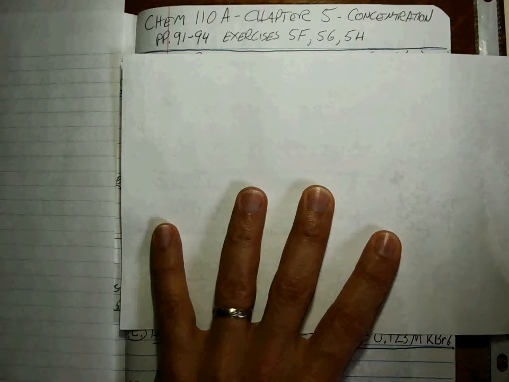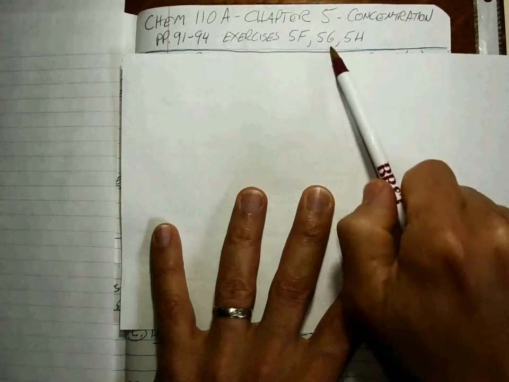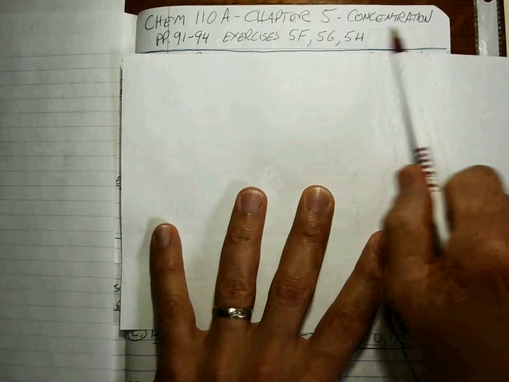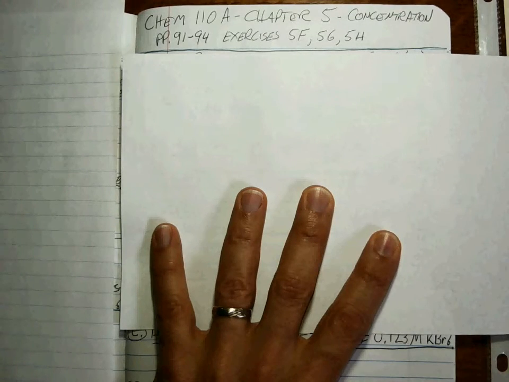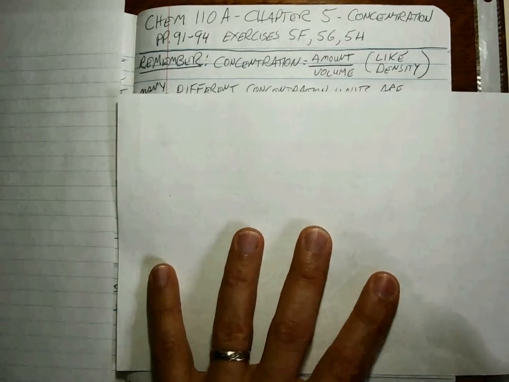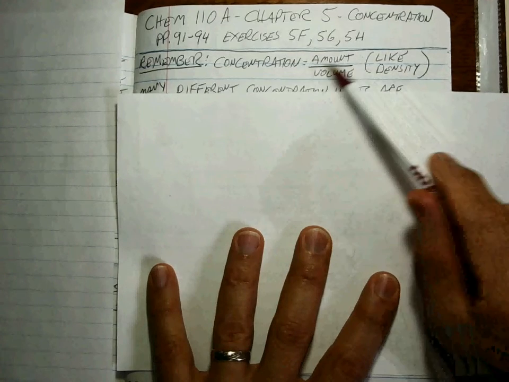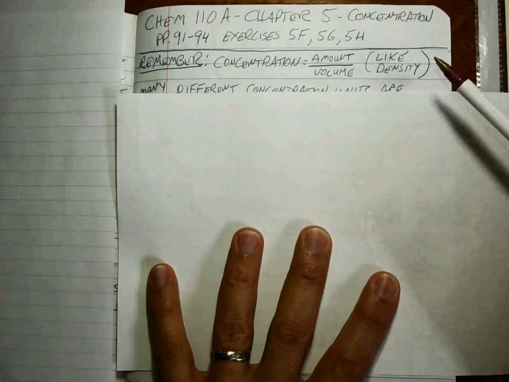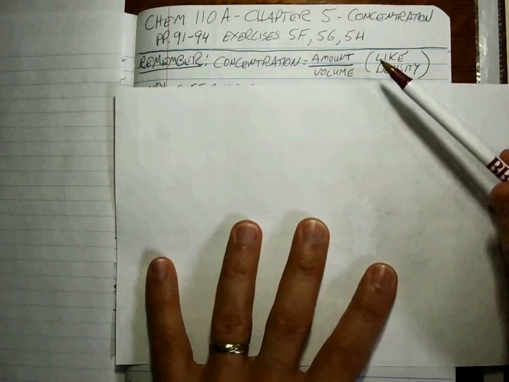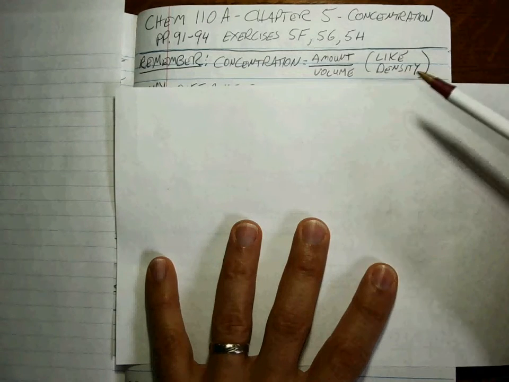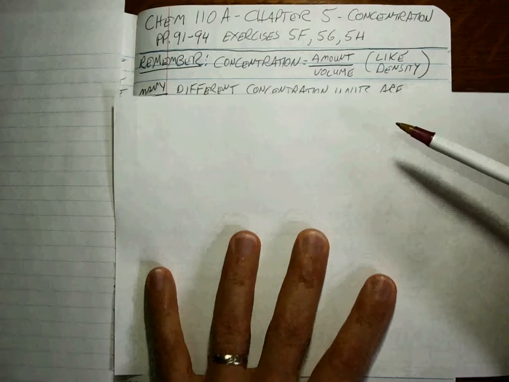Chapter 5, exercises 5F, 5G, and 5H deal with concentration. And you know, concentration is an awful lot like density. It's the amount of stuff you have per given volume. And you guys know about concentration, you've done it your whole life. But now we're going to do some calculations with it.